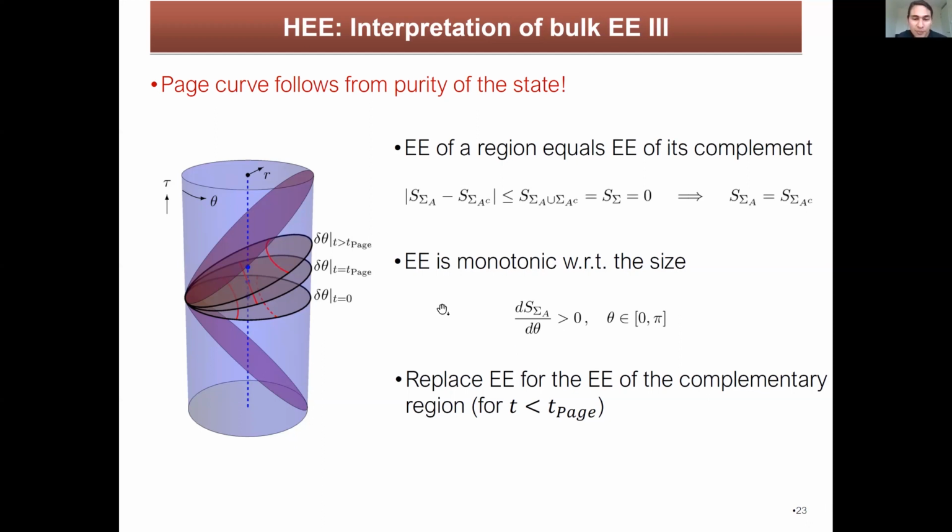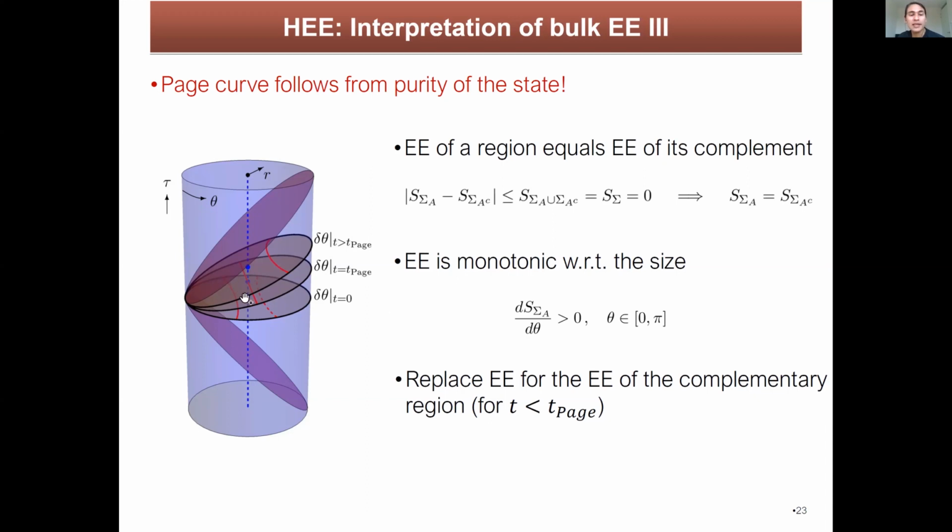Okay, so if you combine these two points, and then replace the entanglement for time in this plot here, I'm drawing the RT surface at three different times. One at a time less than the Page time. The second is at time equal to the Page time, and then at a time that is larger than the Page time.